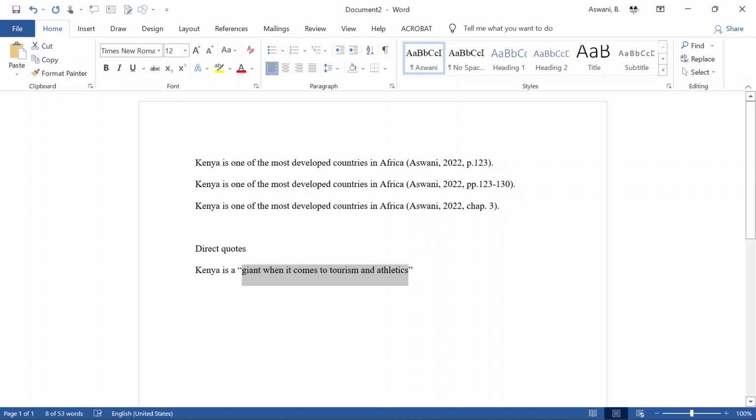So in this case, regardless of whether this source is a book or an article, as long as you use a direct quote, make sure you also cite the page. So in this case, we'll put Aswani 2021 or 2022, page 123. It appears on that page. Then you have a full stop. So this is a direct quote.